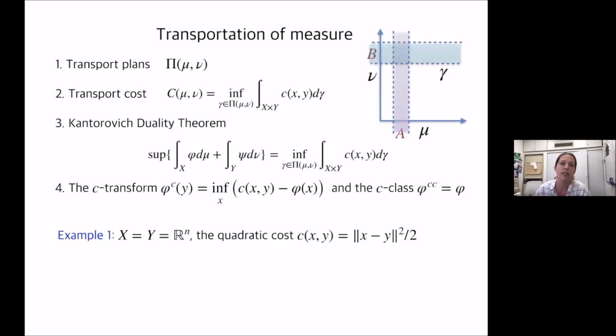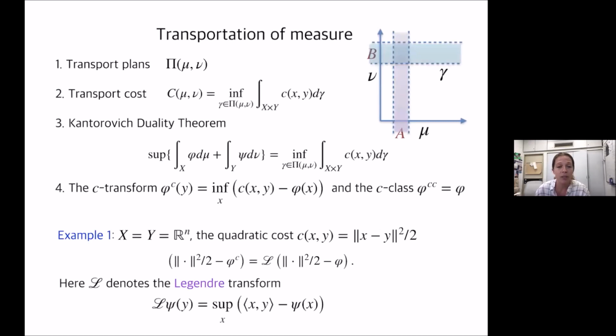Two examples just to see that this fits into convex geometry and things we always work with, at least in asymptotic geometric analysis. My examples will usually have R^n as the base space. Quadratic cost: when you have quadratic cost, then the c-transform is just the Legendre transform, okay? But you have to write the Legendre transform on the appropriate function. So the function is not phi, but x squared over 2 minus phi. When you apply Legendre to x squared over 2 minus phi, you get x squared over 2 minus phi^c.